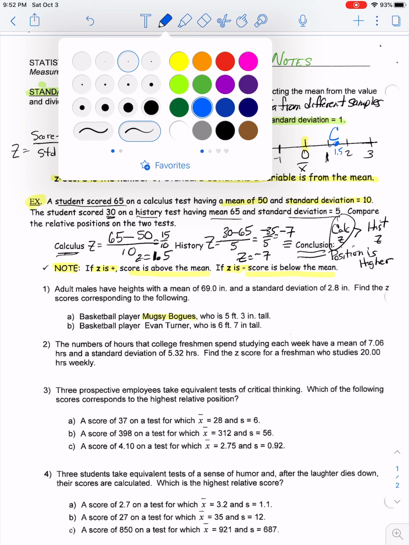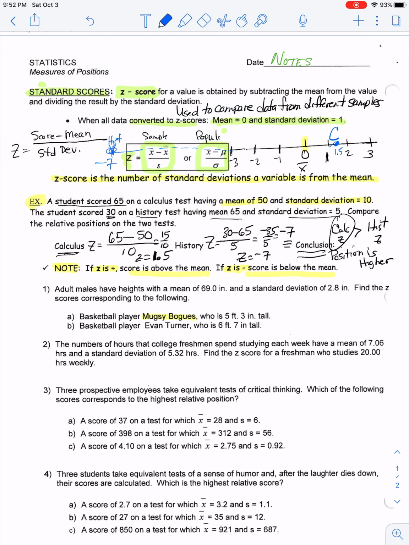Okay, so let's start out here with 5 feet 3 inches. That's going to give us 63 inches for Muggsy's height. When we convert to a z-score, we'll say 63 minus 69 divided by 2.8. So Muggsy is negative 2.14. That's his z. So he's 2.14 standard deviations below average for the height of a male. And if he's the smallest to play in the NBA, that seems to make sense to me.